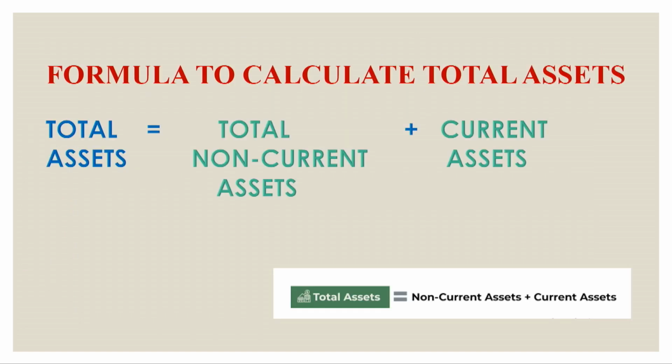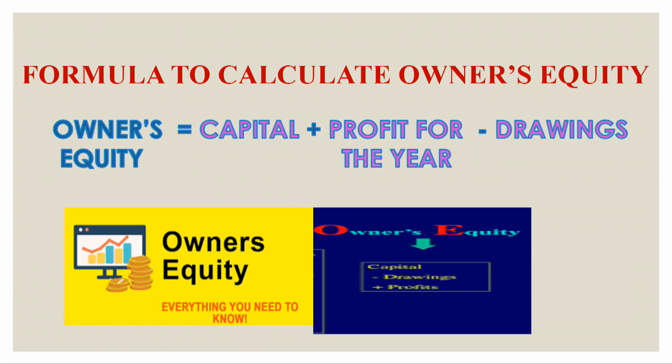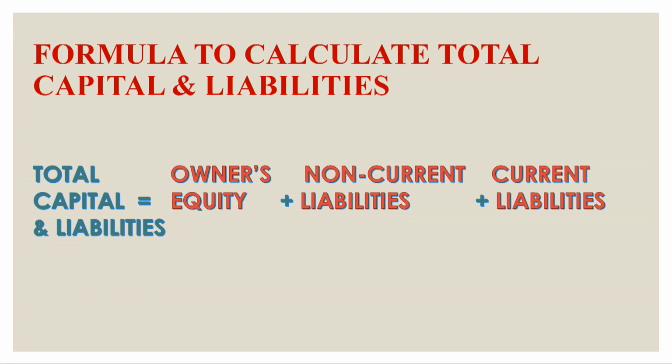As just mentioned, the formula to calculate total assets is: total assets is equal to non-current assets add current assets. The formula to calculate owner's equity is: owner's equity is equal to capital add profit for the year less drawings. And the formula to calculate total capital and liabilities is: owner's equity add non-current liabilities add current liabilities.